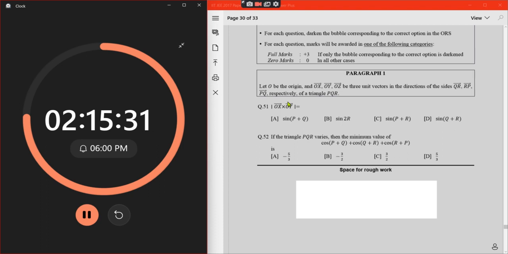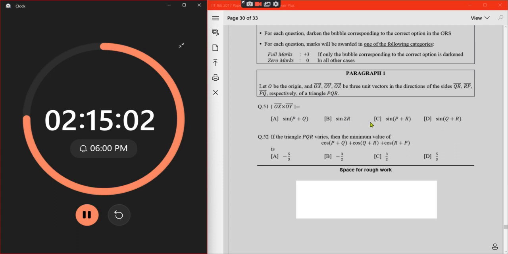Okay, what do you want? OX vector. So X vector cross Y vector, right? That's the area. Sine of P plus Q R, that's the same thing as sine of angle R. Yes, we need the mod of it. You do realize they're unit vectors, you should have told me it's just hat. Then yes, it's just the sine of that angle, which is sine of R. So yes, A is correct.